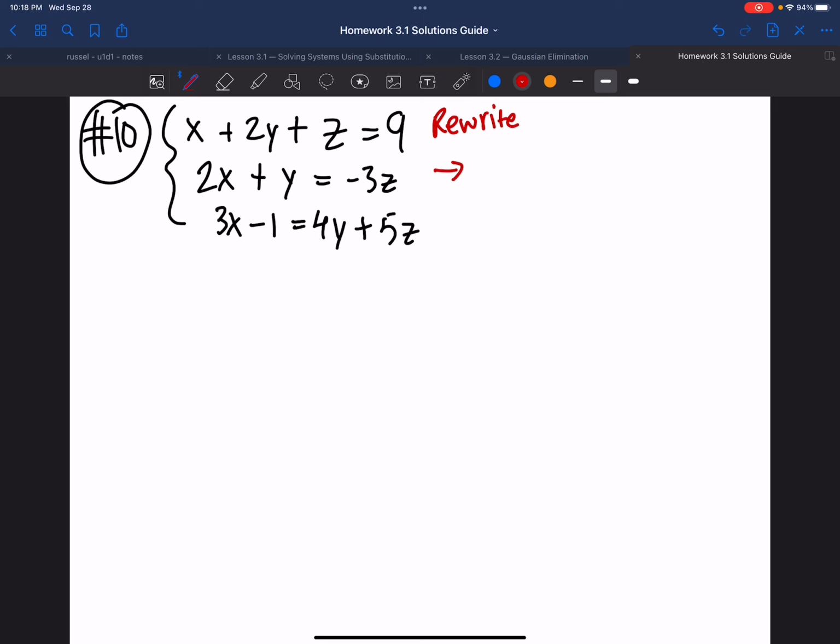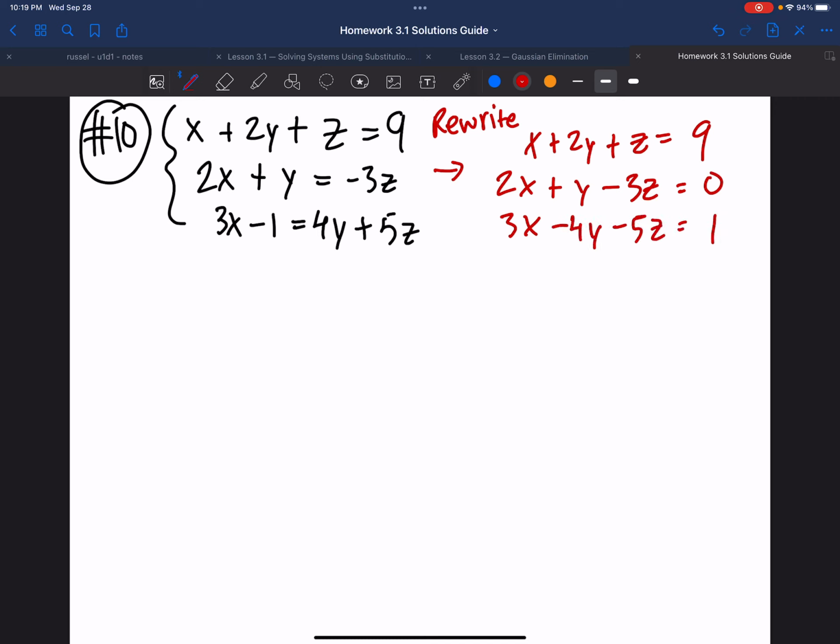This is a true 3 by 3 because it is all 3 equations with 3 variables in each. So we're going to rewrite this as x plus 2y plus z equals 9. Then 2x plus y minus 3z equals 0. And 3x minus 4y minus 5z equals 1.